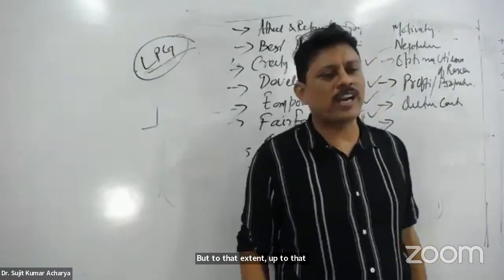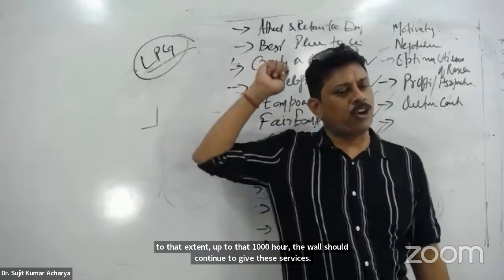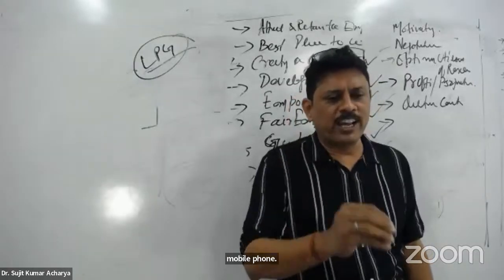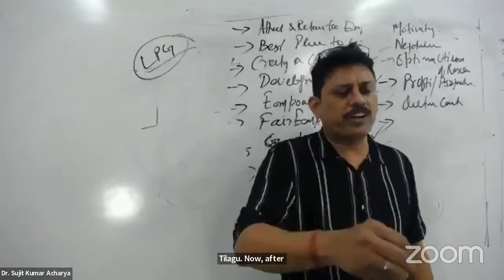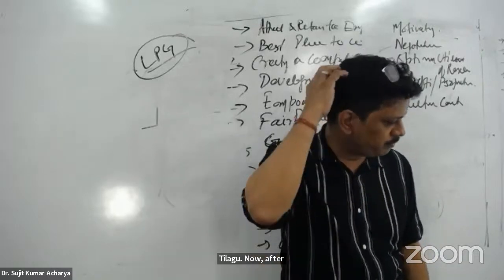Earlier, a mobile phone would last 5 or 6 years. Now after a year, 30, 40, 50, 60,000 is wasted. Right or wrong?